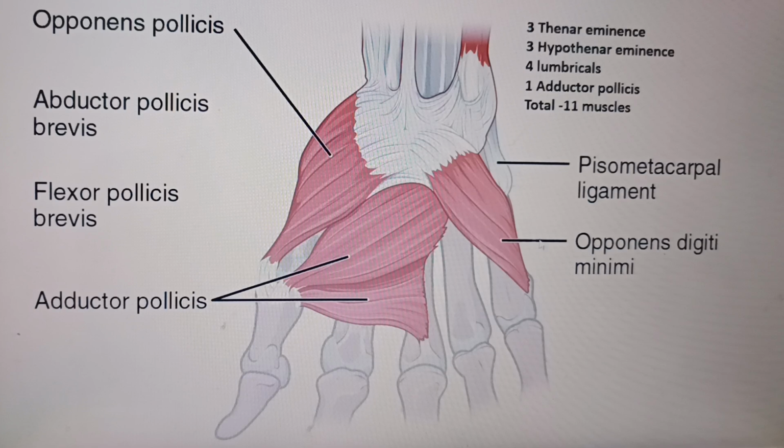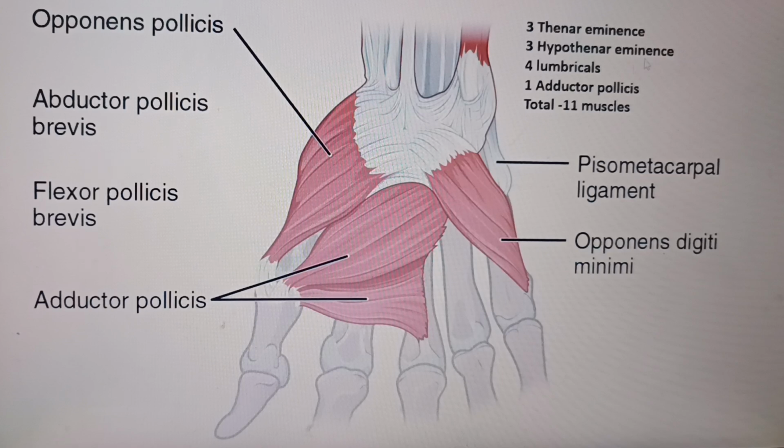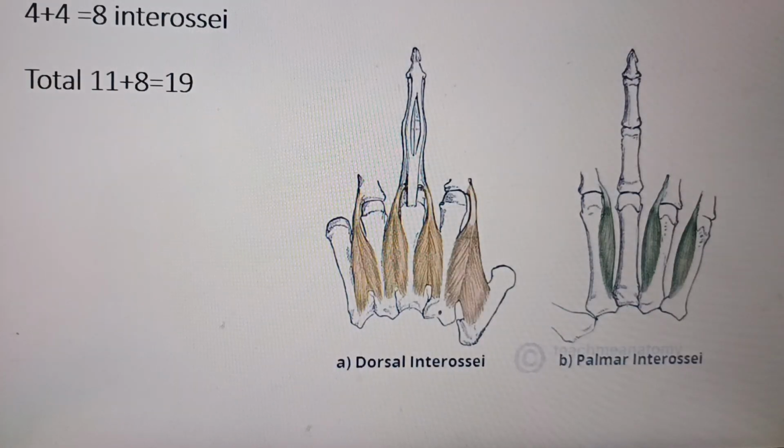Now similarly, you can also make out the opponens digiti minimi here, which is a deep muscle. All right. So once again, a reminder, we have covered 11 muscles in the thumb. Now let us see, these are the interosseous muscles. There are 4 plus 4, 8 interosseous. So the muscle count becomes 11 plus 8, that is 19.